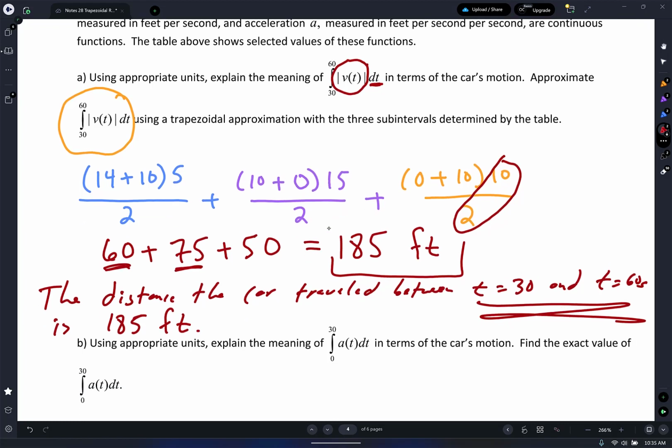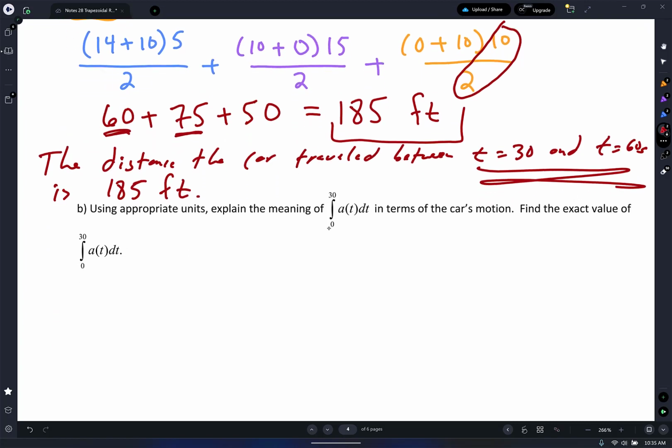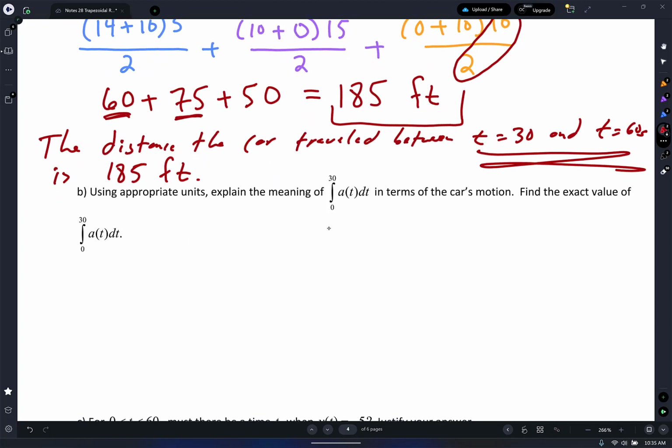All right. Let's see if we can figure this one out. Using appropriate units, explain the meaning of the area under the curve of A of t dt between 0 and 30 in terms of the car's motion. Find the exact value of A of t dt. Oh, man, we don't know the fundamental theorem of calculus yet. FTC.